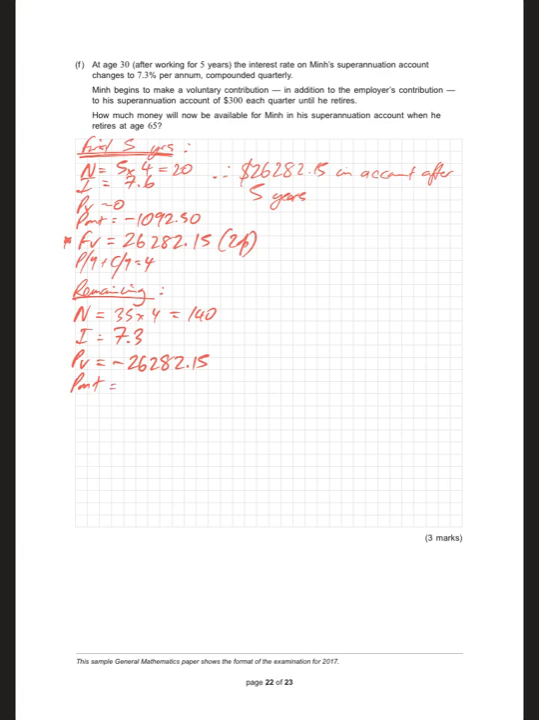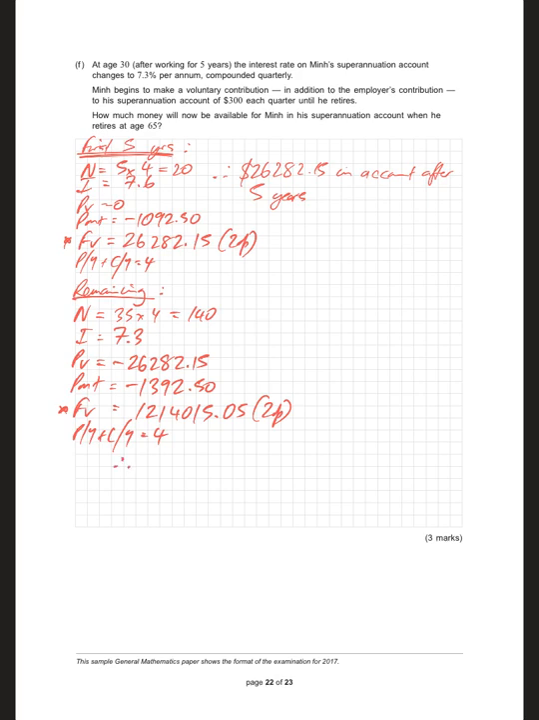He's paying an extra $300, so PMT is going to be negative $1,392.50. FV is what we want to see, what he ends up with. PY and CY are both 4. 7.3. Negative 26,282.15. Negative 1,392.5. Alpha Solve: 1,214,015.05 to 2 decimal places.